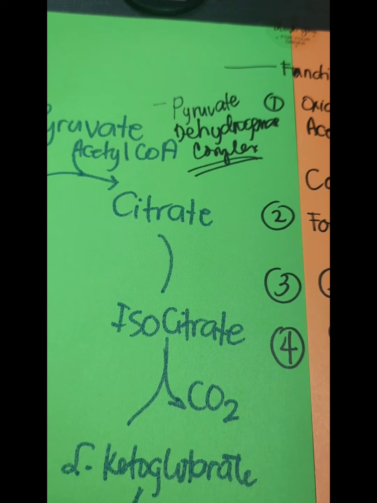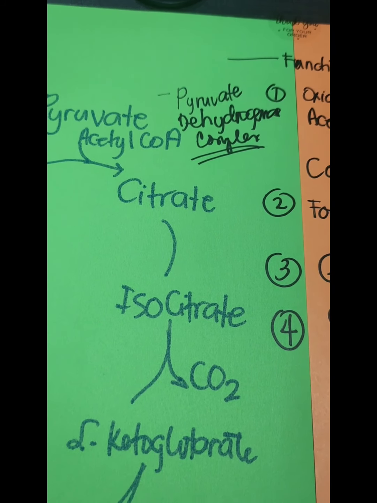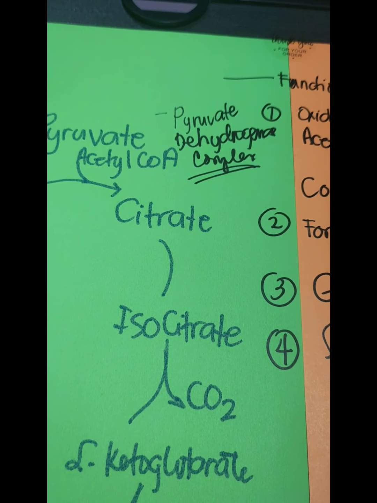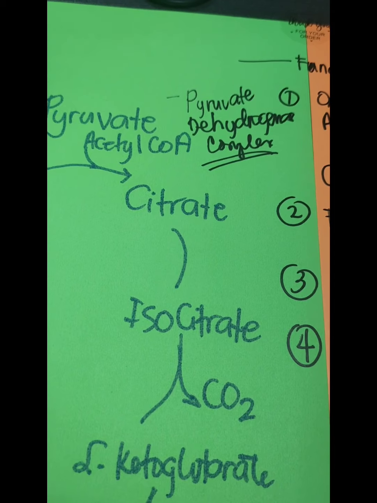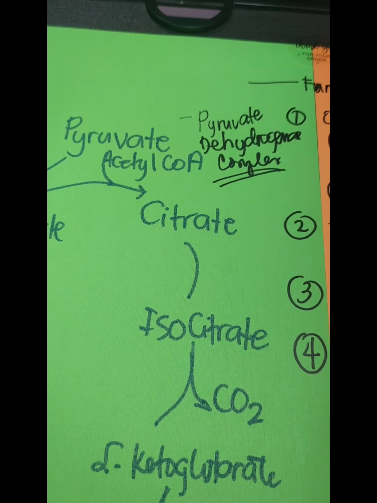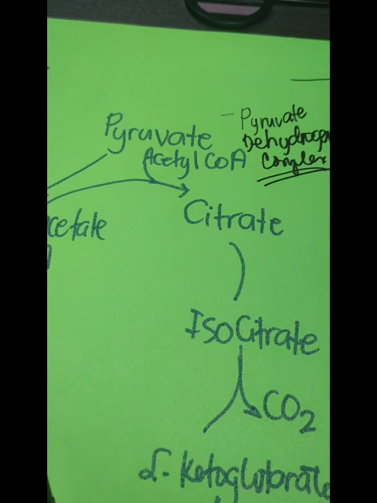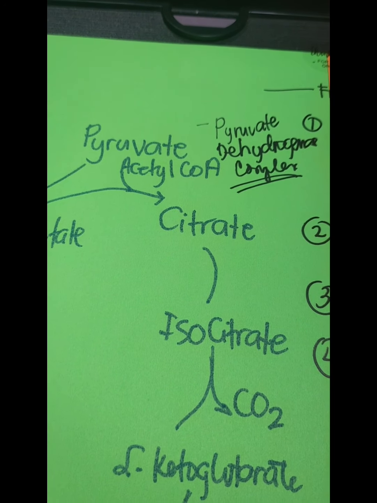So, apart from the oxidative decarboxylation of pyruvate to acetyl-CoA, take note that pyruvate is actually the end product of aerobic glycolysis. Okay? So, bakit? Kapag anaerobic, ang end product natin ay lactate. Diba po? So, ang pyruvate ay end product of glycolysis in aerobic conditions.